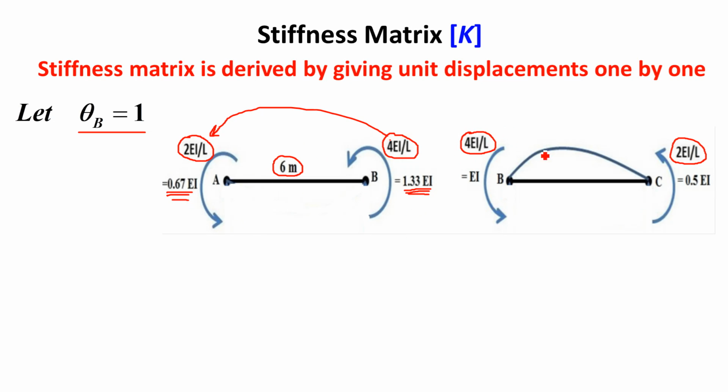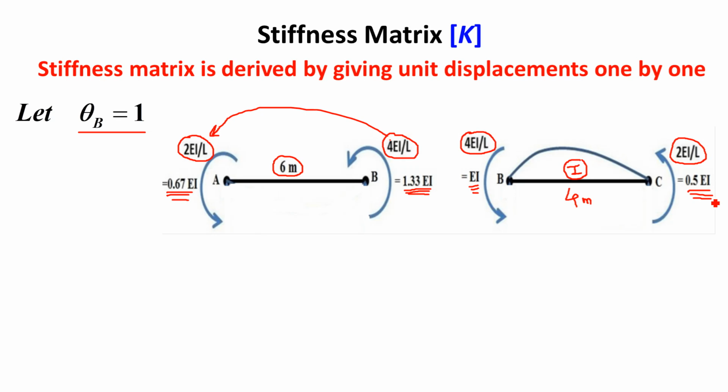Now in the second member, 4EI/L, for the second member L is equal to 4 meter. So 4 upon 4 is 1 EI, because I equal to I here. I is not varying in this case, so I is equal to only I. So 4 into E into I divided by L is equal to 4 upon 4, which is 1 EI, and half of that at the far end is 0.5 EI. So these are the moments required to give the unit rotation.